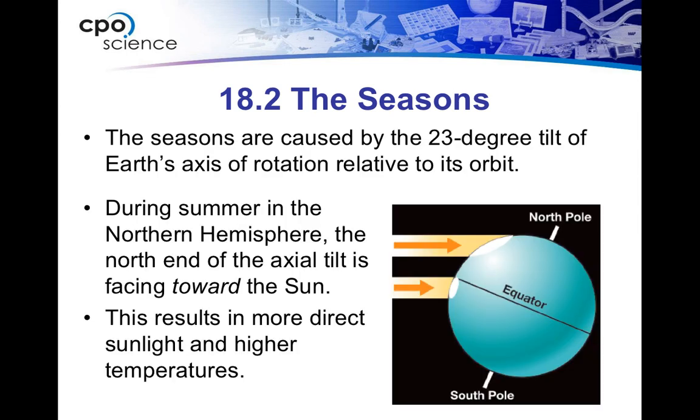All right, the seasons. The seasons are caused by a 23-degree tilt of the Earth's axis. You've probably heard that if we were tilted a whole lot more one way or the other, one way we would burn up, the other way we would freeze to death. So during the summer, the northern hemisphere gets most of the light and the southern hemisphere gets less of the light.